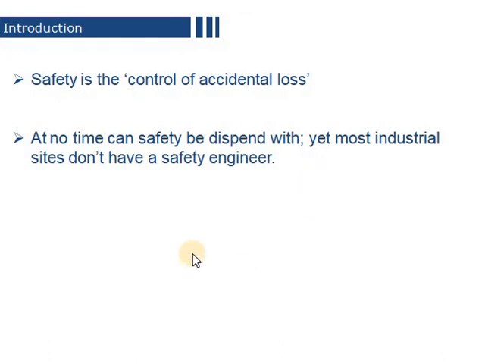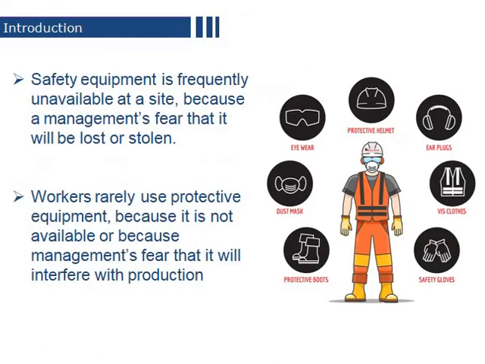So you can see that safety is very important and we should always try to control accidents as much as possible. That's why we're studying safety engineering, because this is going to be your role in any workplace: to minimize the number of accidents, to control them. Yet most industrial sites don't have a safety engineer, but this is extremely important to the safety of everyone.